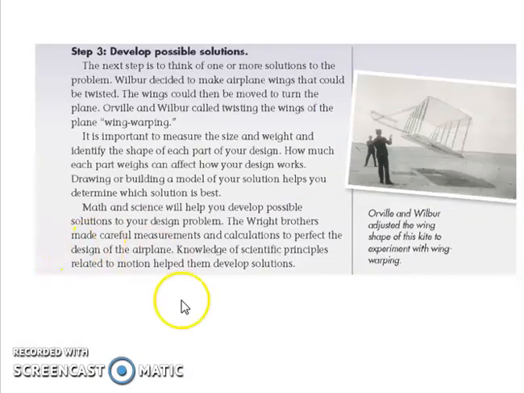Next to that one is step number 3, develop a possible solution. So after doing research, you could find a possible solution. Here, Orville and Wilbur adjusted the wing shape of the kite. So they made the model of the kite first, and then they tried to adjust the wings of the kite. They didn't try it first with a machine. They tried it first without the machine, and adjusted the size of the wings of the kite, because they believed that the size of the wings could affect the height of flight. Okay, so they developed a possible solution to that.